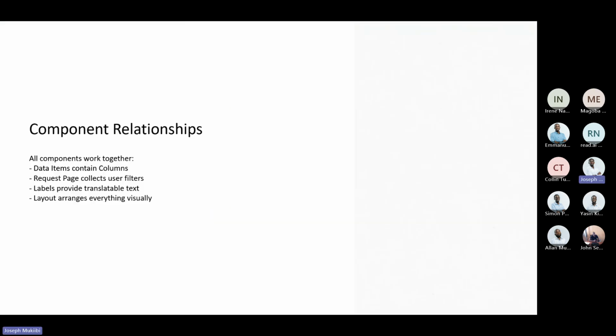So we have component relationships. We have looked at the components, and I've given you a brief description of them and whatever they do. All components work together. We have the data items containing the columns, and the request page where we put the filters, where you want to filter by maybe vendors, or by dimension. Then we have labels, which provide translatable text.